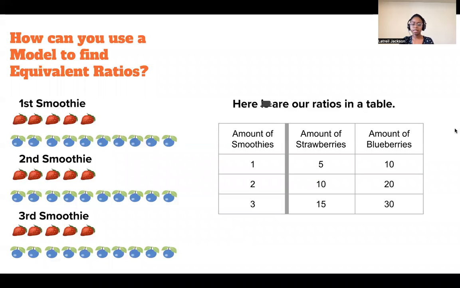If we look at the first column, we have the amount of smoothies: 1, 2, and 3 smoothies. In the second column, we have the amount of strawberries based on the amount of smoothies we're making. So 5 for 1 smoothie, 10 for 2 smoothies, 15 for 3 smoothies. Same for blueberries: 10 for 1 smoothie, 20 blueberries for 2 smoothies, 30 blueberries for 3 smoothies.